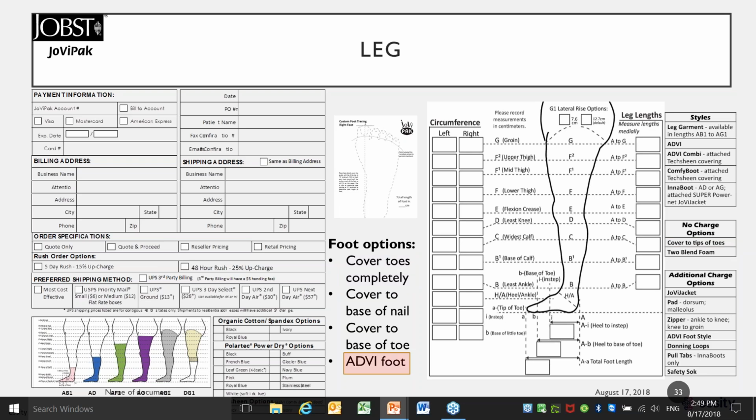You also can cover that garment. That garment can also cover to the base of the nails or to the base of the toe. So then you also have the option of putting this ADVI foot on your garment, which we just previously discussed. So that is an additional charge option. Call for a quote.